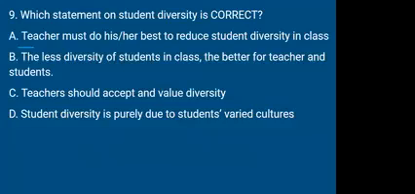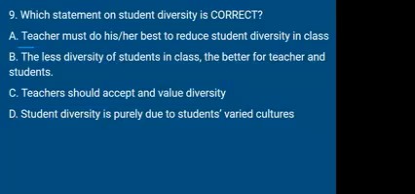Again, we're talking here about student diversity. Letter A, teacher must do his or her best to reduce student diversity in class. Letter B, the less diversity of students in class, the better for teacher and students. For letter C, teachers should accept and value diversity. For letter D, student diversity is purely due to students' varied cultures.